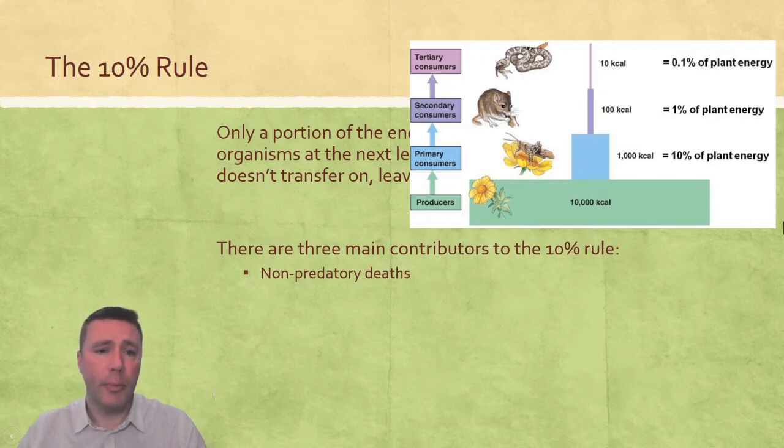The second contributor to the 10% rule is called digestive system inefficiency, and we saw it in an earlier diagram.